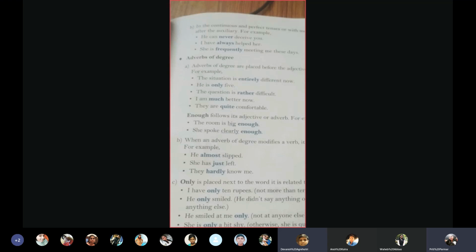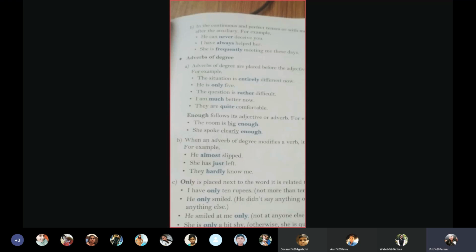Now, enough follows an adjective or adverb. When the degree is how much? Enough. So whenever the word enough is used as an adverb of degree, it is always placed after the adjective it is following. Now, the room is big enough. Here the word big is telling you about the room size. It is describing the room. And big enough means adequate. So the adverb of degree is enough and it is placed after the adjective.